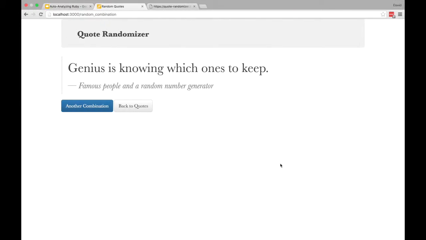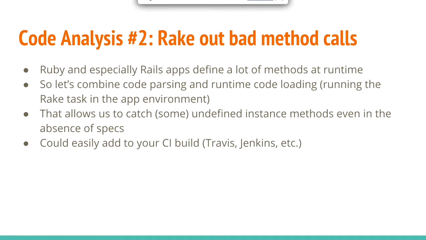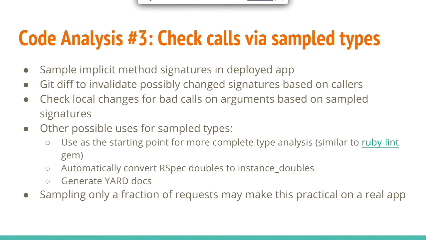So that's this third approach, which is using sample types. So basically, as I've talked about, the implicit method signatures in a Ruby app, they're implicit. They often are there, but we don't specify them in Ruby. And the git diff is needed to invalidate those based on what the callers are. And then that enables us to do this check for local changes on a method.